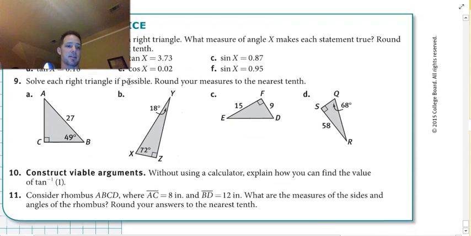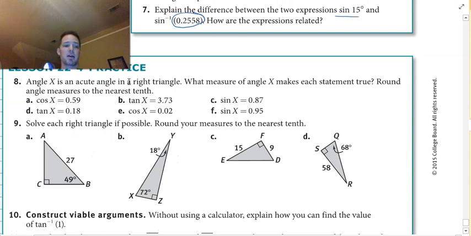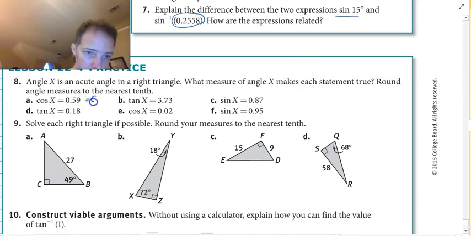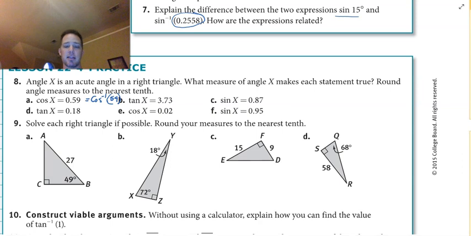I would like you guys to try some of these on your own. Like 8, you just type them in the calculator to solve. You do one step, like right here you do cosine inverse of both sides, so you get x equals cosine inverse of 0.59. And you type that in your calculator and see what you get. You get some angle measurement, make sure it's in degrees, and you put your answer to the nearest 10th.